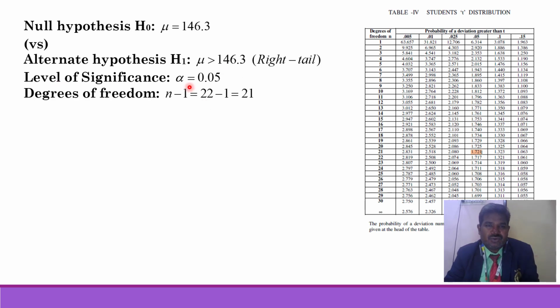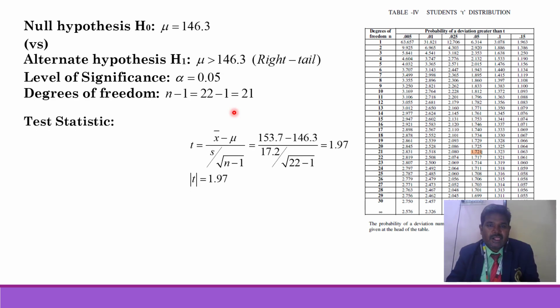The level of significance we choose is 5%. The degrees of freedom n minus 1 is nothing but 22 minus 1, 21. Now we apply the same formula. T is equivalent to x bar minus mu divided by s by root of n minus 1. So 153.7 minus 146.3 divided by 17.2 divided by root of 22 minus 1. Using a calculator we can simplify and get 1.97, and the absolute value is the same, 1.97.